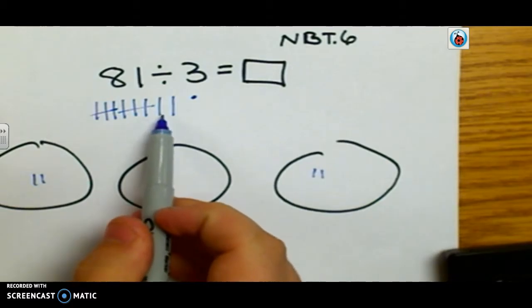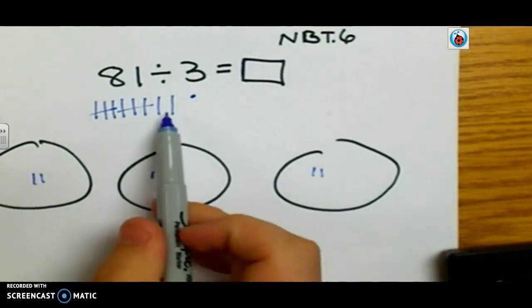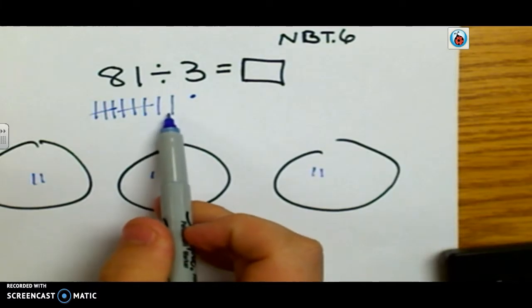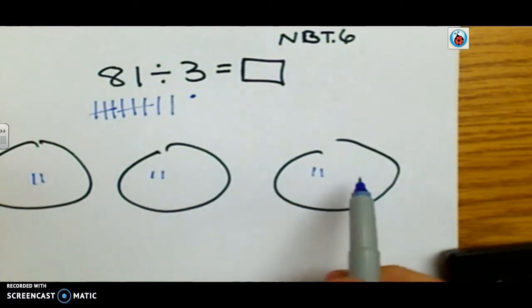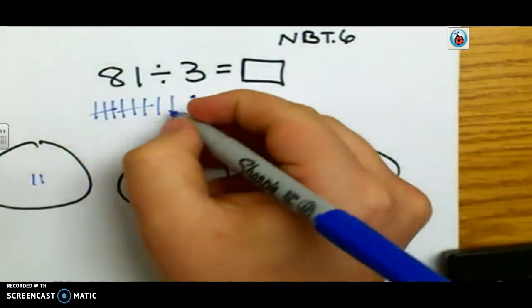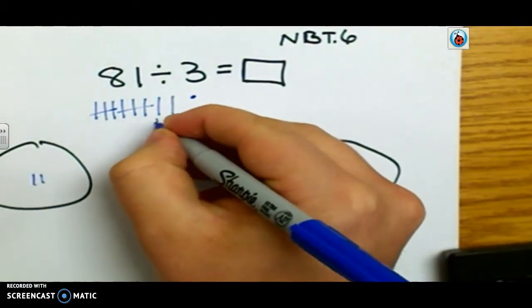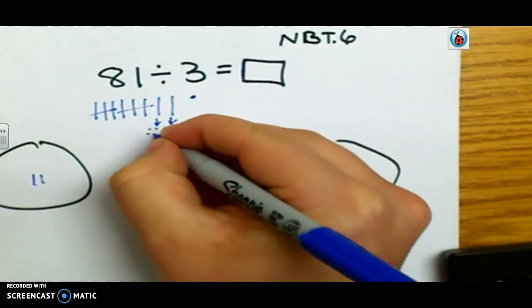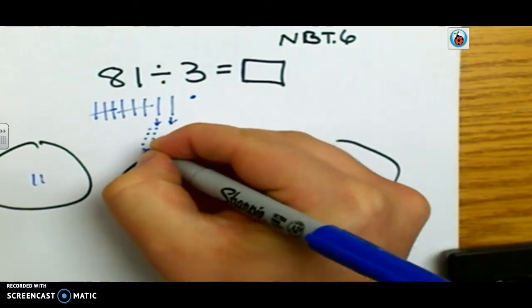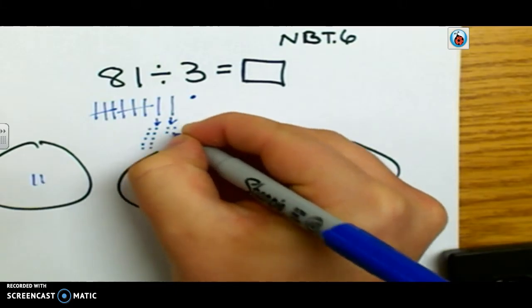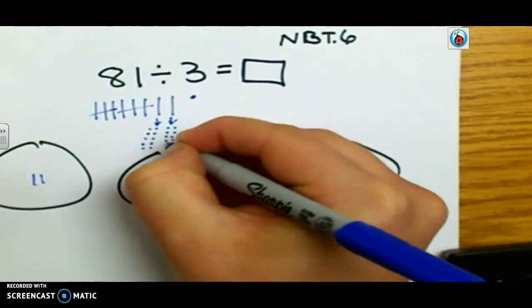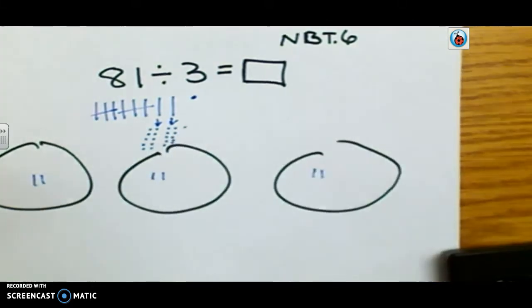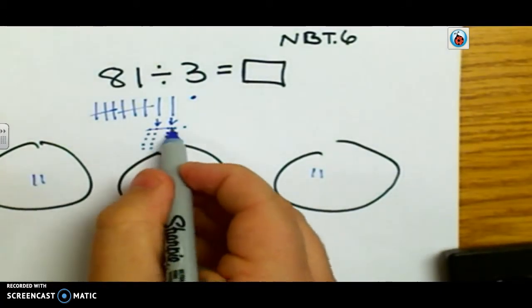We have 2 left. We can't separate this 20 because one of these would be left out. So what we have to do is regroup both of these 10 rods into 10 ones, which I understand takes a little bit of time, but it really shows you what you're doing and why you're doing it. So now you have 21 dots. You distribute them out evenly by 3s.